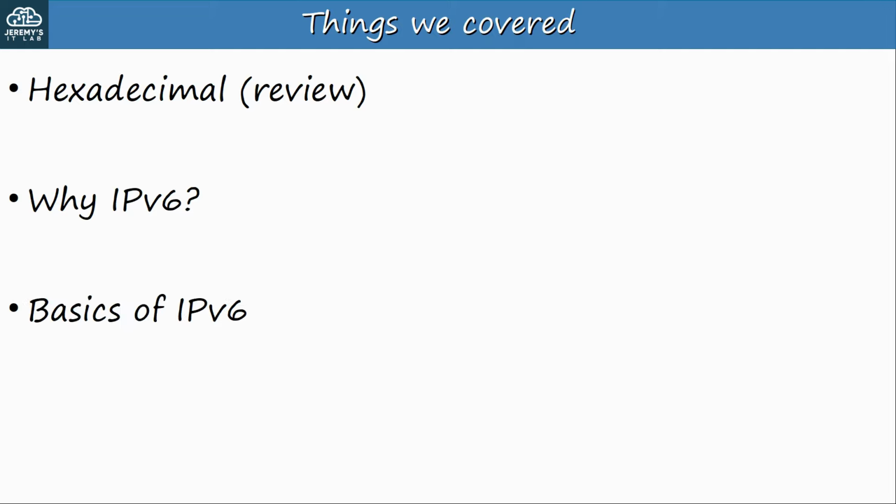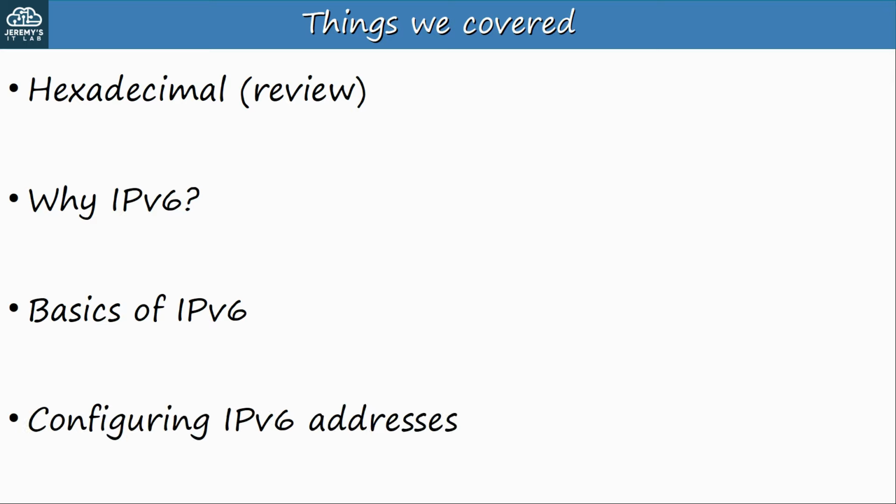I covered the basics of IPv6, and the main focus of today's video was on IPv6 addresses, which are 128 bits in length and usually written using hexadecimal. Finally, I showed you the basic commands to enable IPv6 on a router, and then configure IPv6 addresses on an interface. There is still a lot more that we have to cover about IPv6, but I hope this video was a good start.